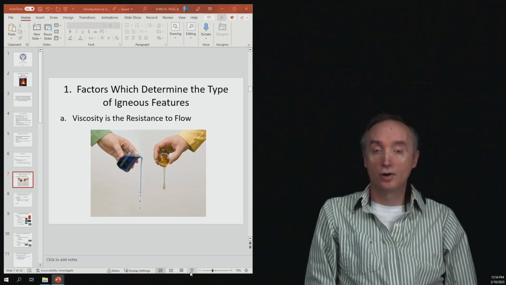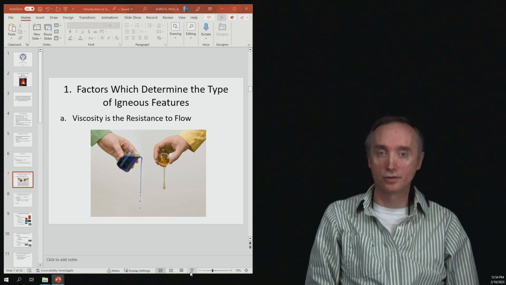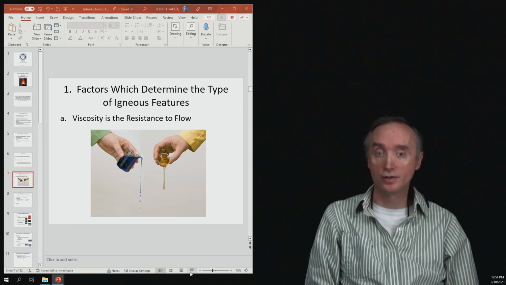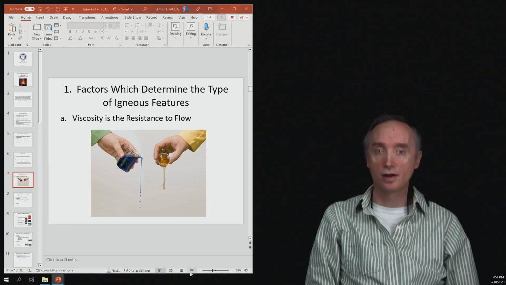Okay, so our first topic is to talk about what factors determine the type of igneous feature that you end up with. If you've ever looked at volcanoes, you know that volcanoes come in various shapes and various sizes. That is going to be caused by, one, viscosity. Viscosity is the resistance a substance has to flow.